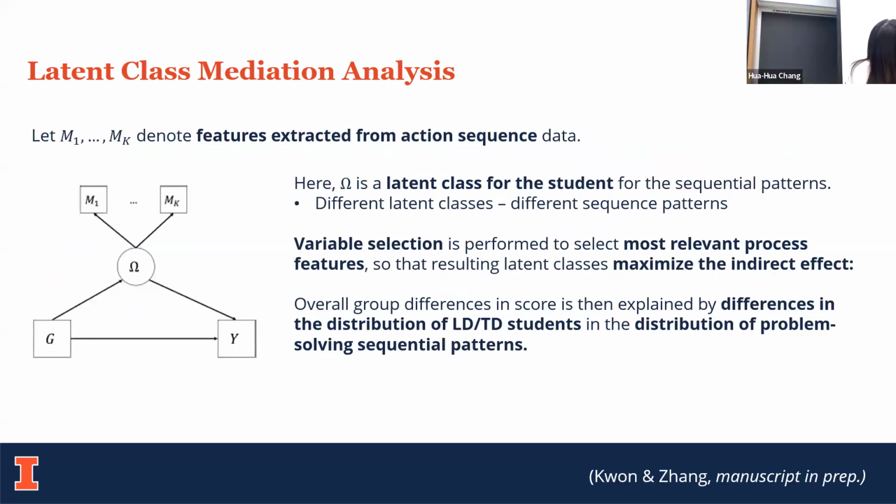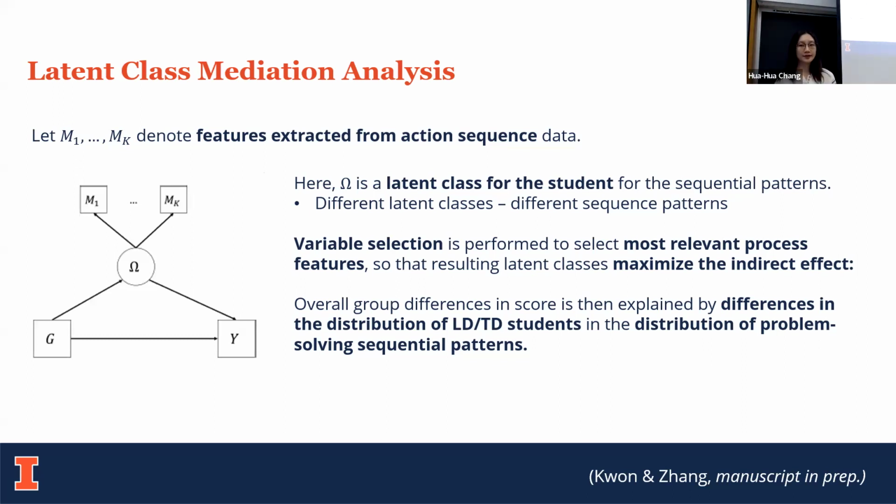Here's our model summarized in one path diagram. So here the M's, M1 to Mk, denote k-dimensional features extracted from the action sequence data. I'll talk a little bit more about what they are later. G and Y are the group membership and the outcome. You can see that there's a direct effect arrow going from G, group membership, to Y. But what we also have over here is an indirect effect through omega, which is the latent class for students for their sequential patterns. Different latent classes of students are thought of to be associated with different sequential patterns, which is different distributions in their sequence features, M's.